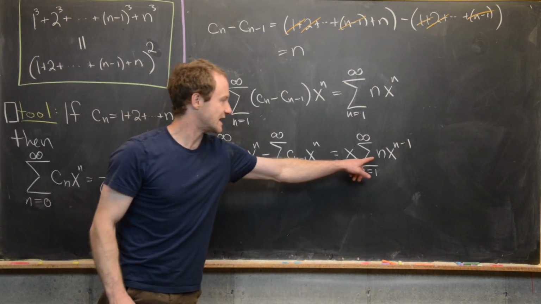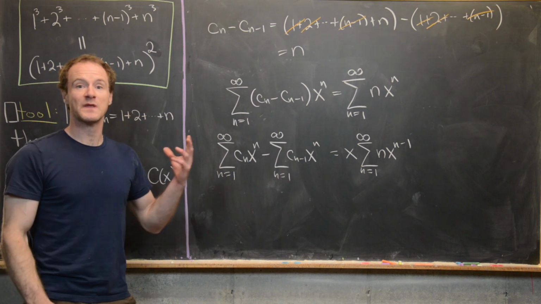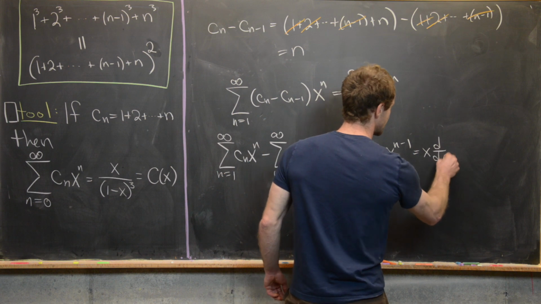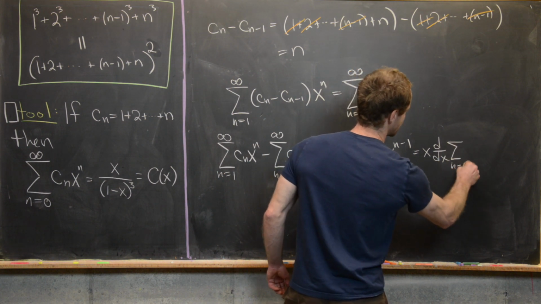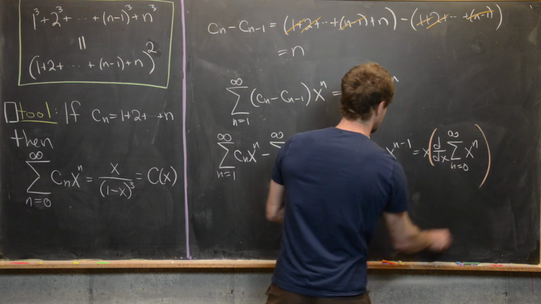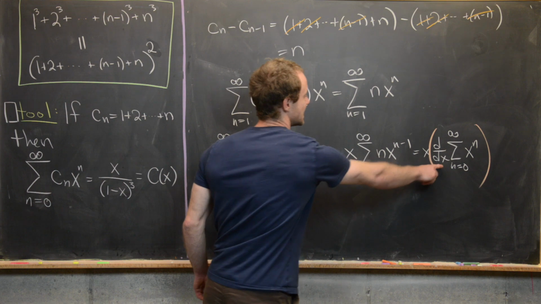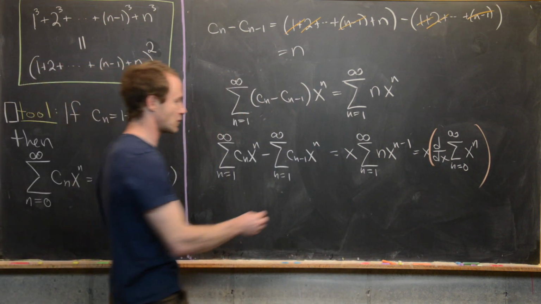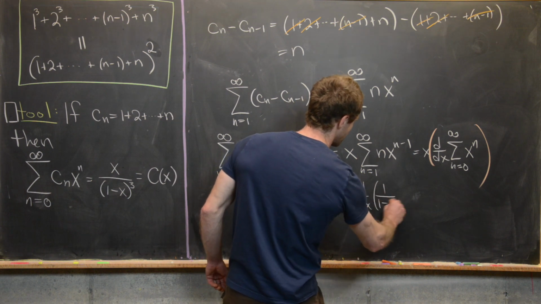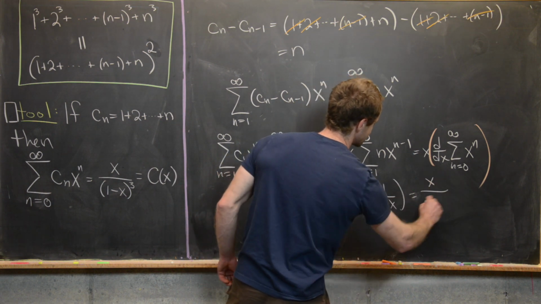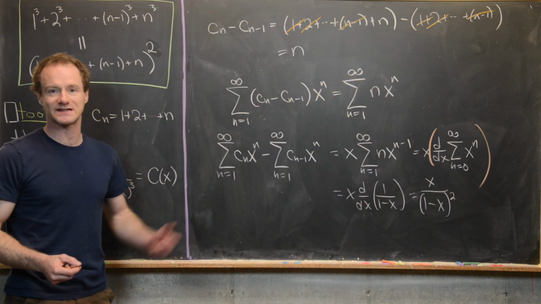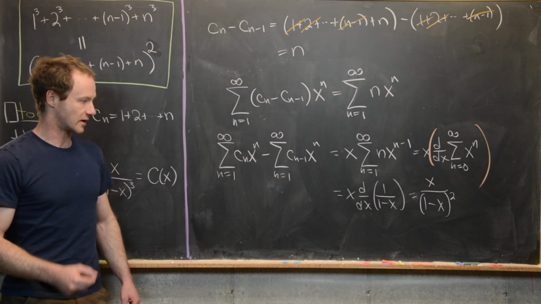Now what we want to notice right here is that this is the derivative of a geometric series. And we can see that by noticing that if we take the derivative of the sum as n goes from 0 to infinity of x^n, then we get exactly this. But now we can apply the geometric series summation formula, and that'll give us x times the derivative of 1 over 1 minus x, but that's the same thing as x over (1 minus x) squared, because the derivative of 1 over 1 minus x is 1 over (1 minus x) squared.